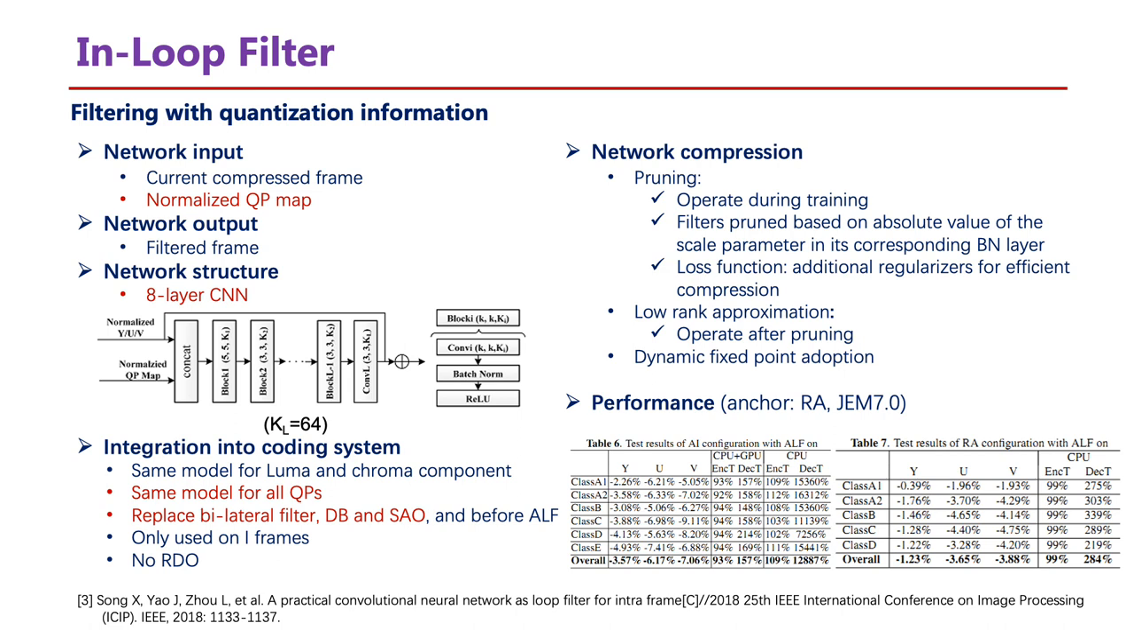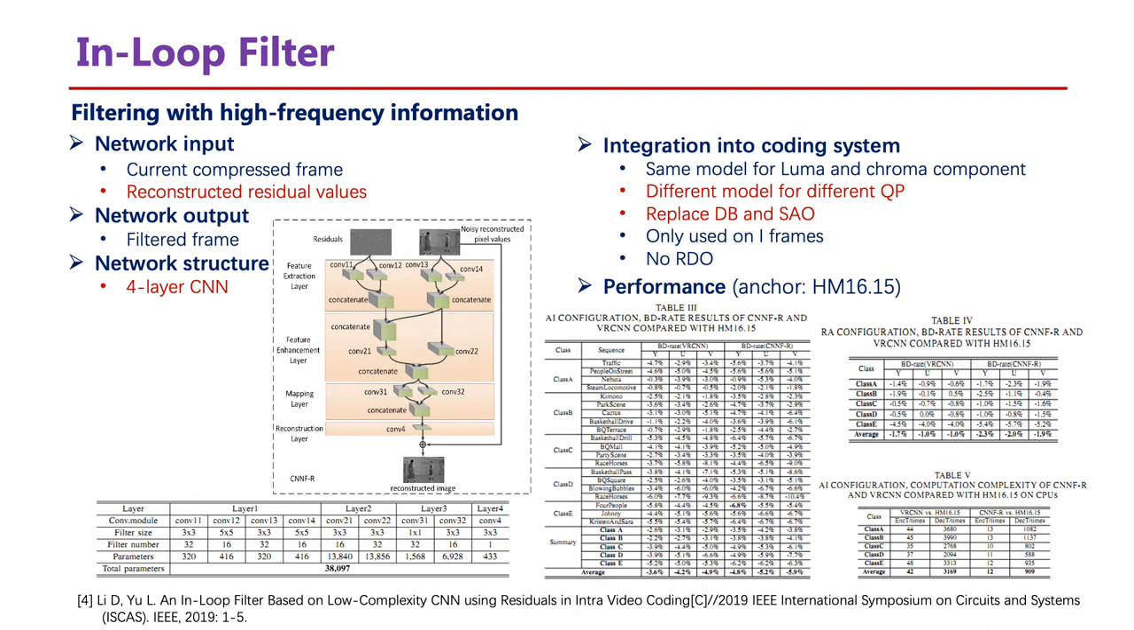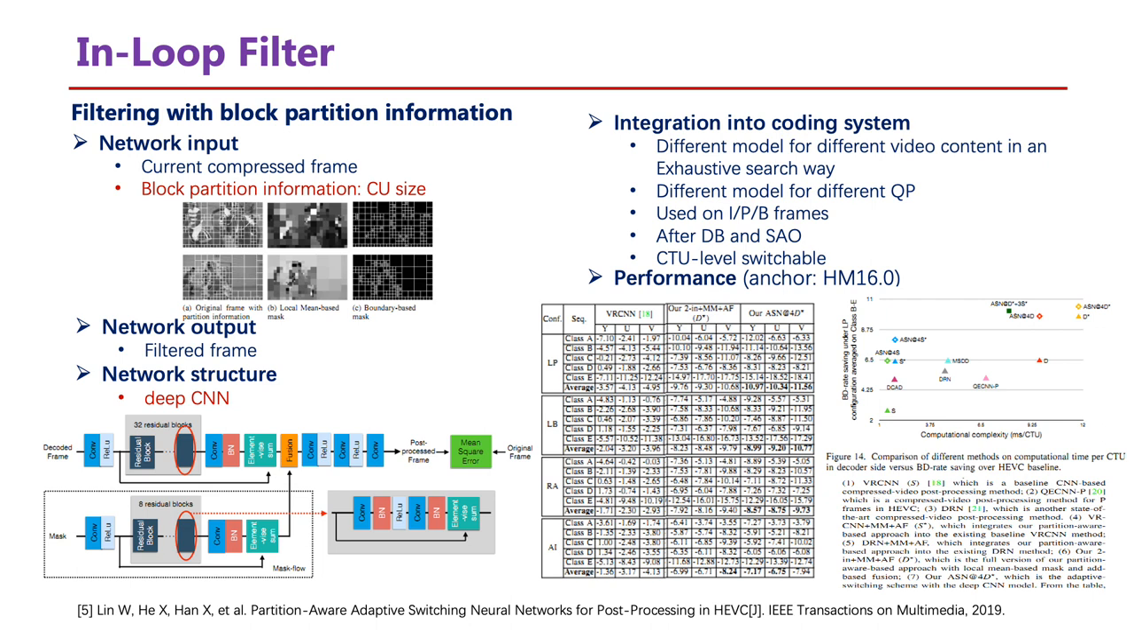In this work of 2018, a normalized QP map is introduced as an additional input of an 8-layer CNN. Now the same model can be used for different QPs. The module replaces the bilateral filter, deblocking filter, and SAO in the loop filter. Residual values can also help when a CNN with fewer layers is used as a loop filter. When block partition is introduced into a deep neural network, more than 7% BD-rate saving can be reached by the learning-based in-loop filter.